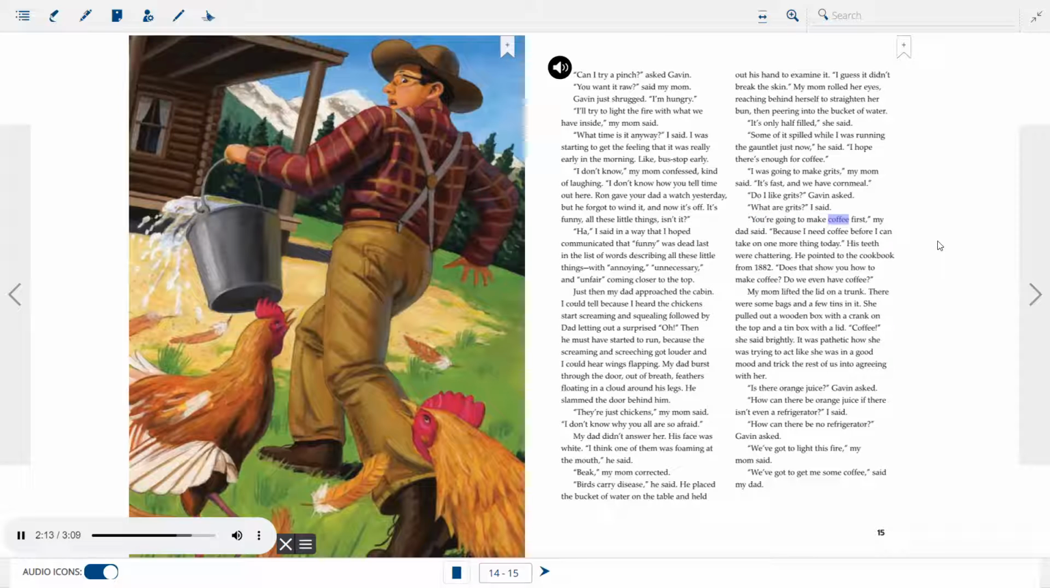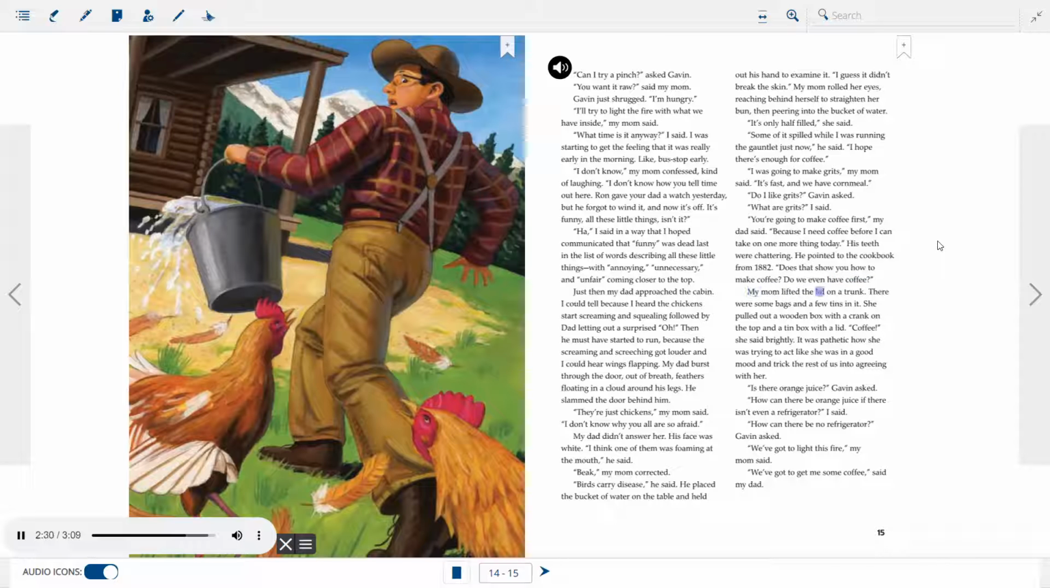"You're going to make coffee first," my dad said, "because I need coffee before I can take on one more thing today." His teeth were chattering. He pointed to the cookbook from 1882. "Does that show you how to make coffee? Do we even have coffee?"